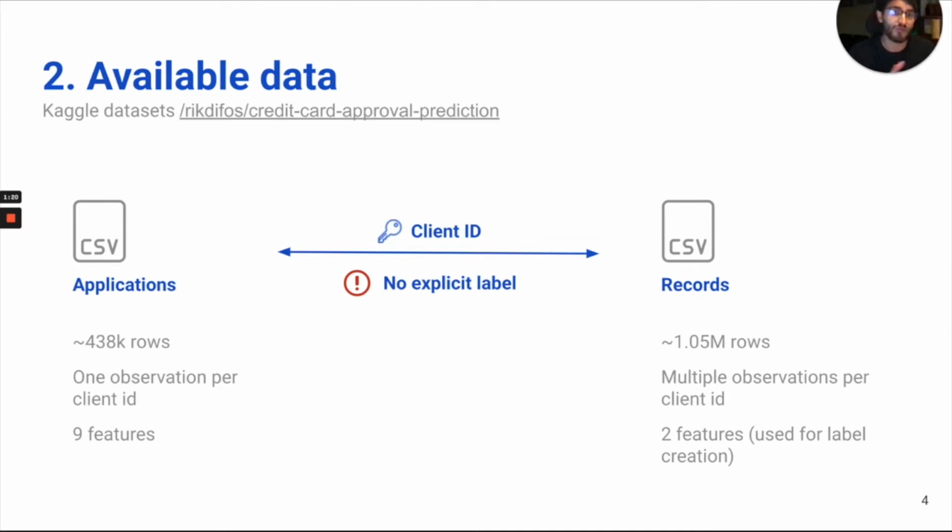So I decided to use this dataset to create the label by defining that anyone with an overdue of over 60 days was considered as a defaulter or a bad customer. Then I joined both datasets through the client ID field, and I ended up having one single dataset with all the features and labels. You can see more details of each of the original datasets in this slide.